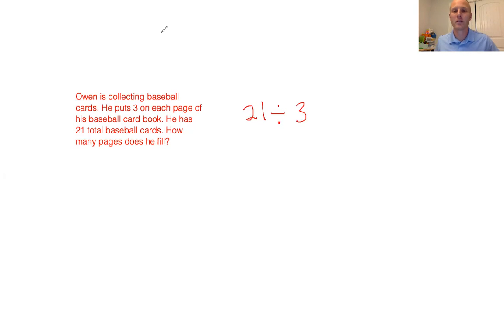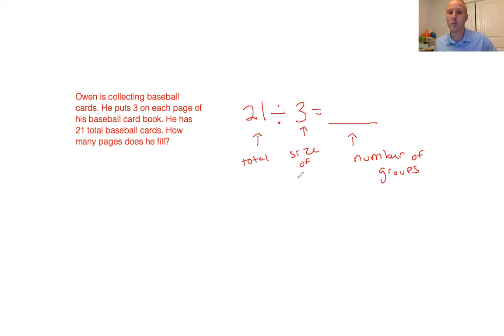So I have 21 total things divided into groups of 3, and I'm figuring out the number of groups. Again, this was the total, and this 3 here is the size of the group. In this case, how many cards he's putting on each page. So I'm going to draw an array. Again, I'm going to draw it in a way this time where my size of group is my number of rows. Again, I totally understand that that's like the opposite of everything I told you in the first 10 lessons, but it now is going to help you to do it this way.